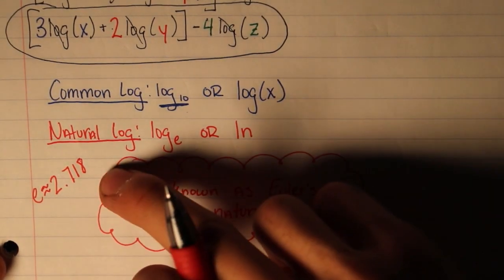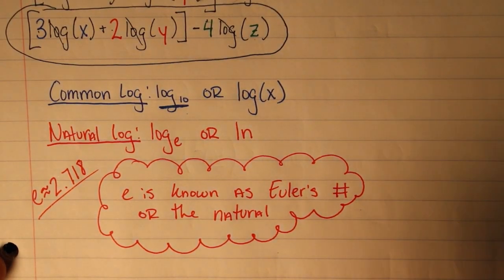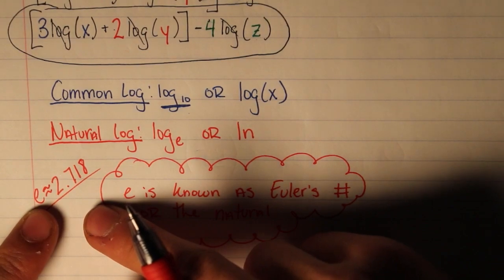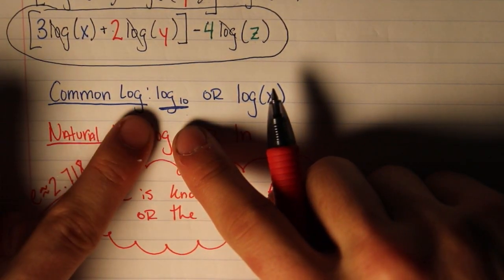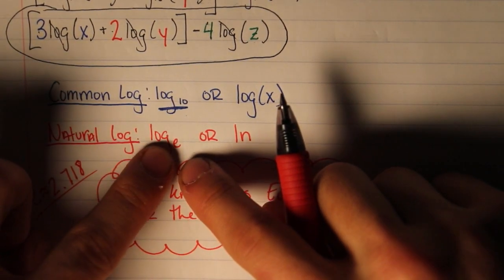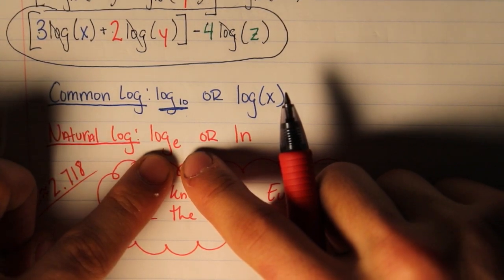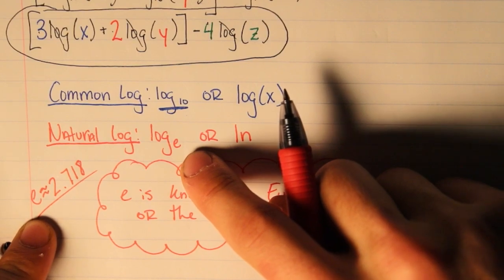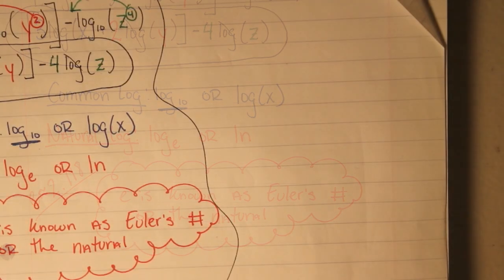But if it really bugs you, because we all know pi is 3.14, you can think about e as a number of 2.718. And that's it. The common log is base 10. The natural log is base e. And e is just a letter that represents a specific number, the natural number, which is just 2.718. The same exact concept as pi. It's just a different number than pi.